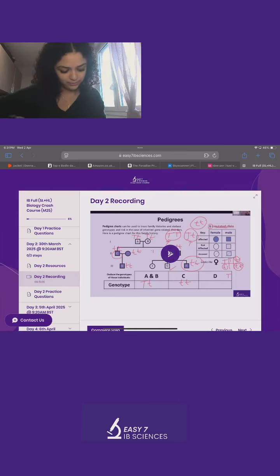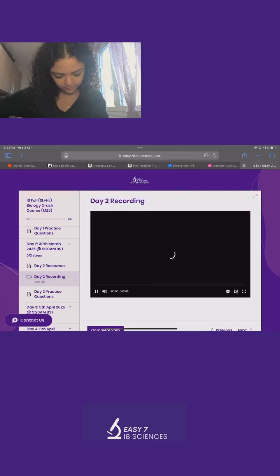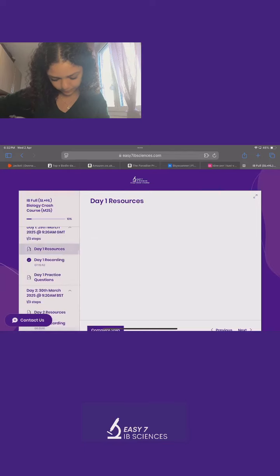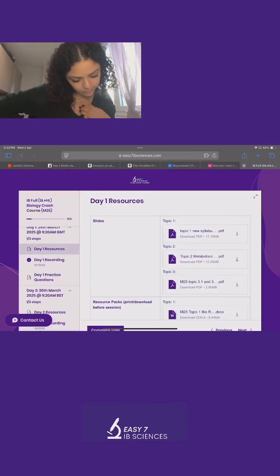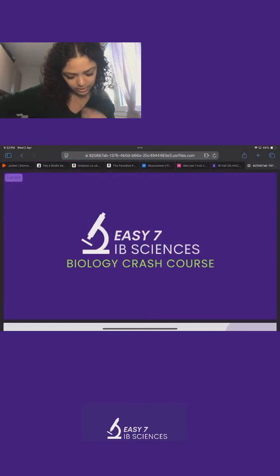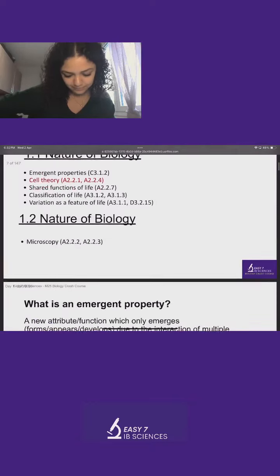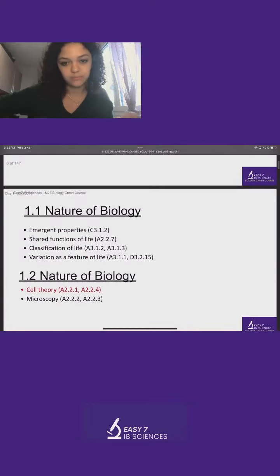All right, so here's, for example, day 2. And then what do you get? So, for example, what are the resources? You get access to the slides. I can open a pair of slides for you guys to see. So this is an example of the slides. I'm not going to show too much. But here's the syllabus checklist. It shows how we've oriented the specific syllabus points because the new syllabus is very, very confusing. We've done it in specific topics, okay?